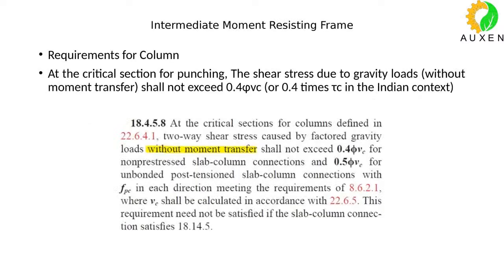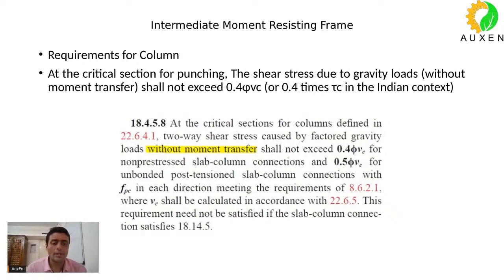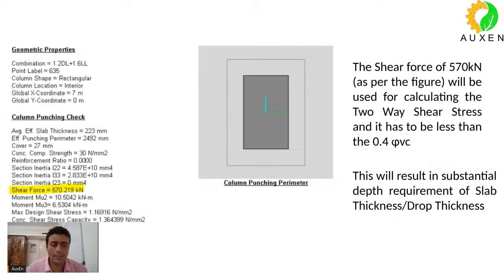So the code in this clause is telling you that you just have to take the direct shear without moment transfer. Do you understand? So basically it would mean that you take this shear of 570 kilonewtons, and you find out the punching shear stress. You just have to divide this shear force by the critical perimeter and the effective slab thickness. Very easy. You will get the punching stress, and that has to be less than 0.4 times tau c. So this is quite a strict criterion, and this results in a substantial depth requirement for the slab or drops, if you are going to provide them.